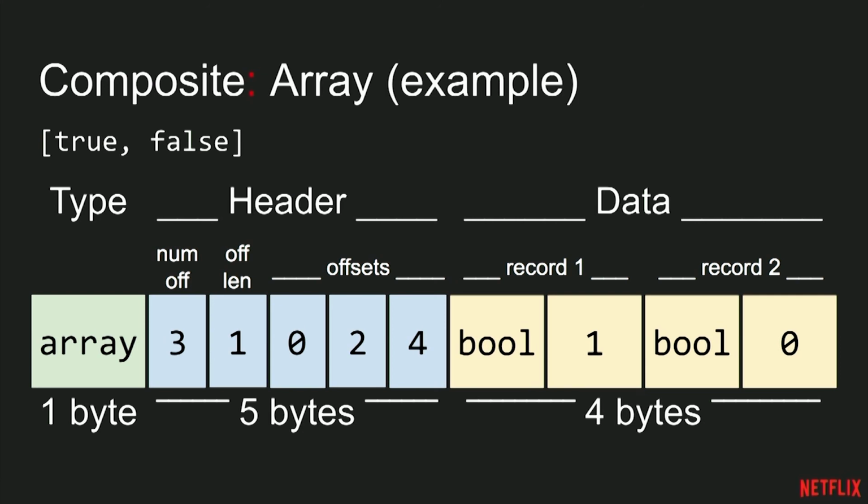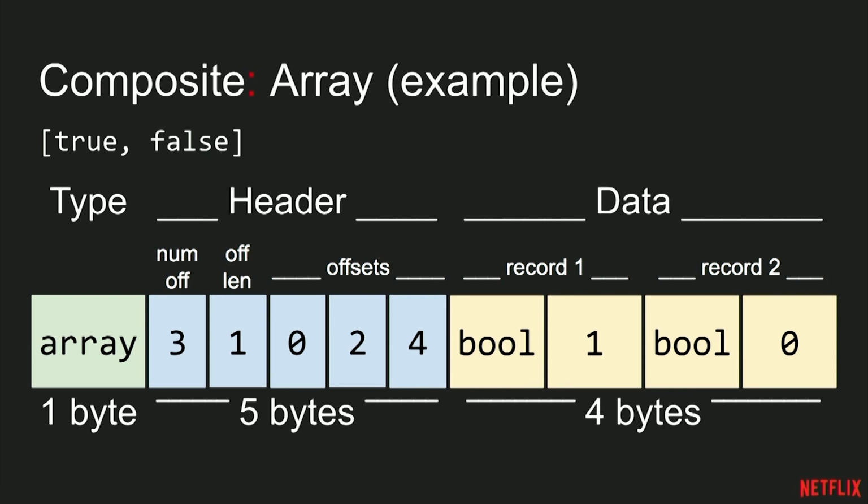So let's take a look at an example here. The arrays themselves, as usual, type byte. We have our header section here, and then we have the data that comes after it here. So our array is in the top left here. We're looking at just an array of true and false in JSON. And if we want to store that, we have an array here, and it has a header. Like we saw before, there's a number of offsets, which remember is fence posts, so the length is actually 2 here, but the number of offsets is 3. There's a length of each offset in bytes. And then we have our offsets there.